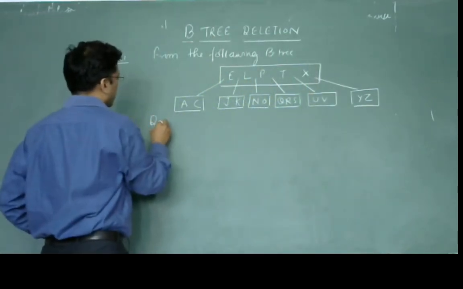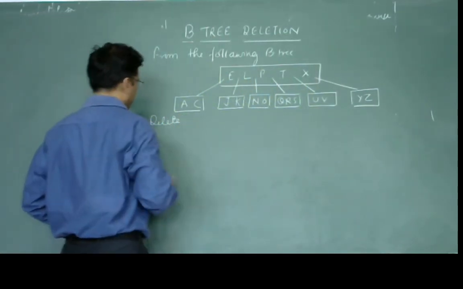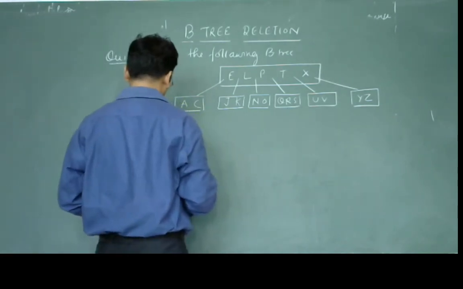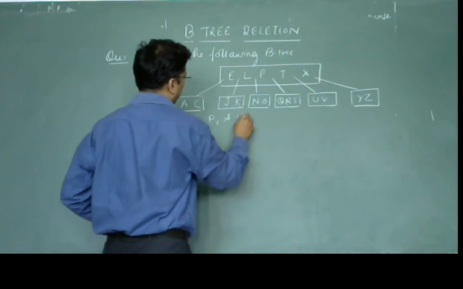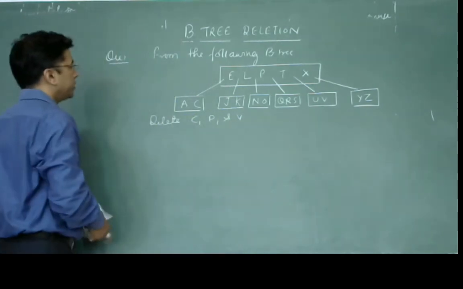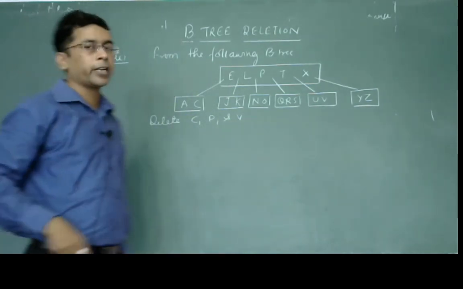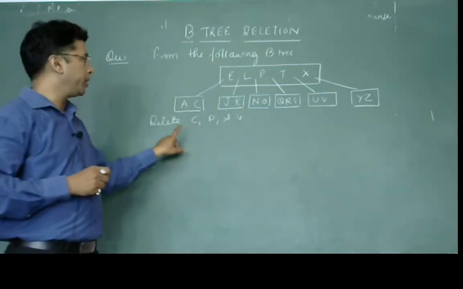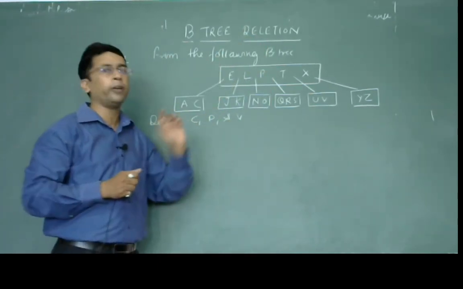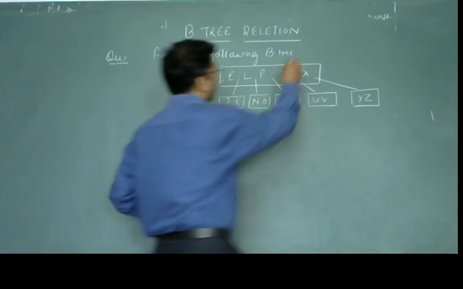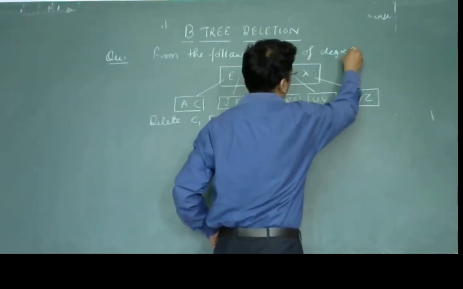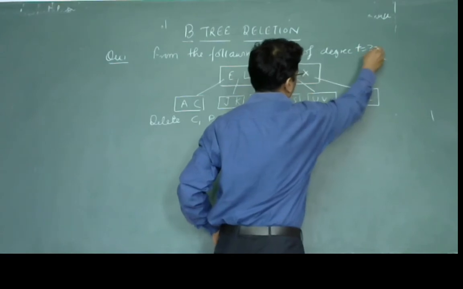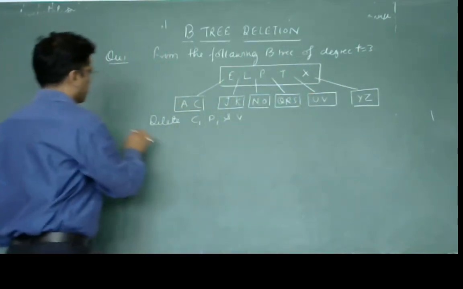Delete C, P and V. And this is the question. Here in the given B-tree, we have to eliminate three keys: C, P and V. This is a B-tree of degree T equal to 3. Okay, then the solution.